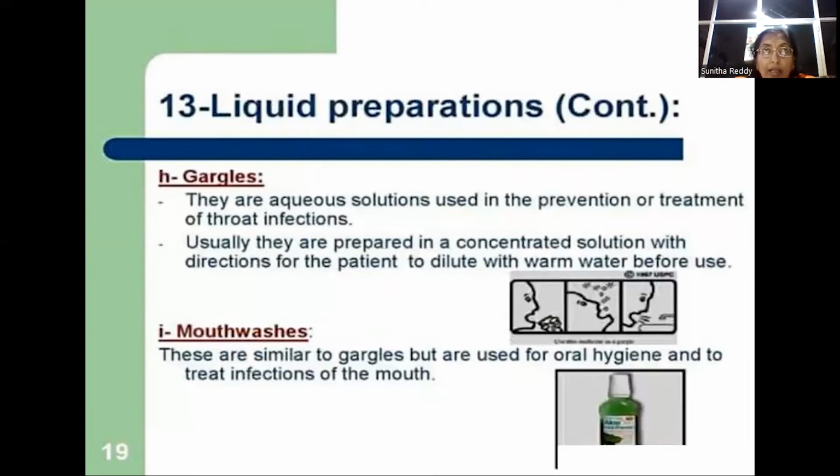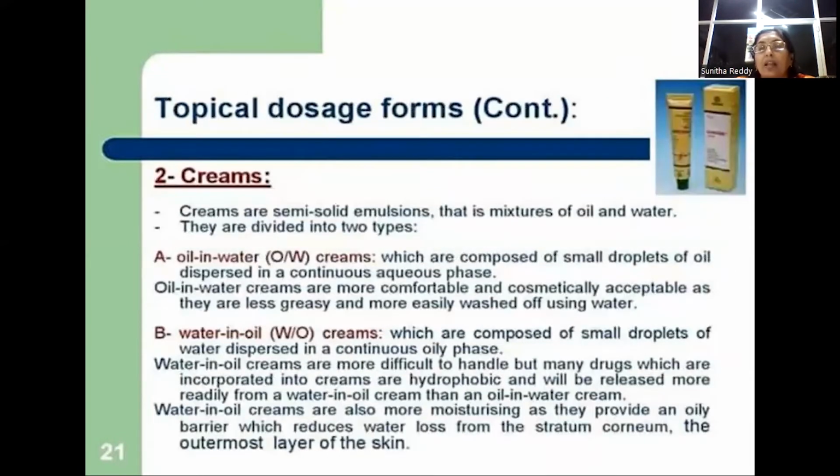The other one is a gargle. Gargles are another liquid dosage form used for the prevention and treatment of throat infection. Usually they are prepared as a concentrated solution, with directions to the patient to dilute with warm water before use. Another one is mouth washes. Mouth washes are similar to gargles. They are used for oral hygiene and they treat some infections in the mouth, like gingivitis.